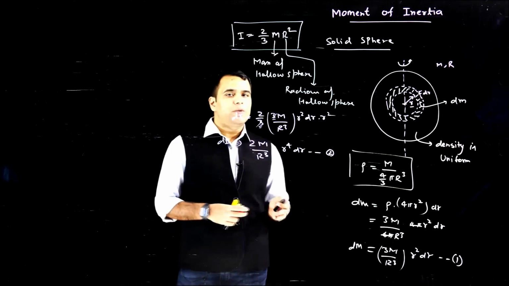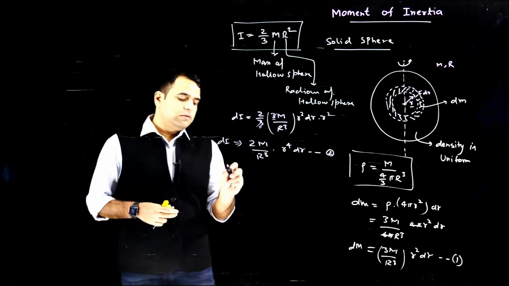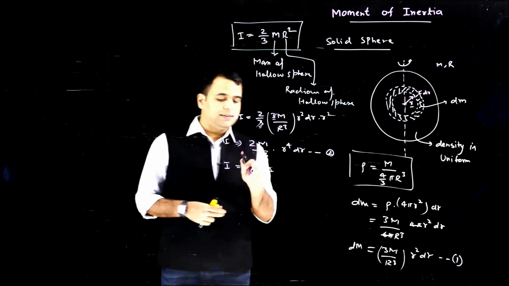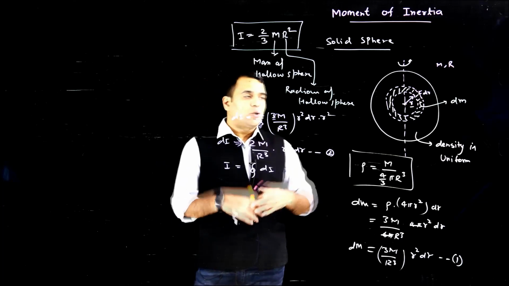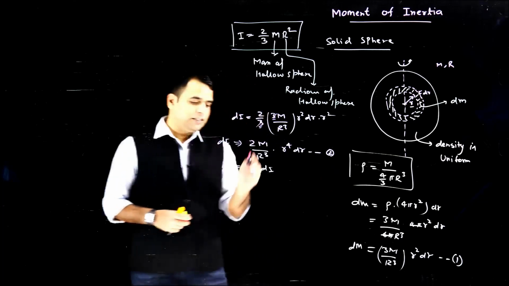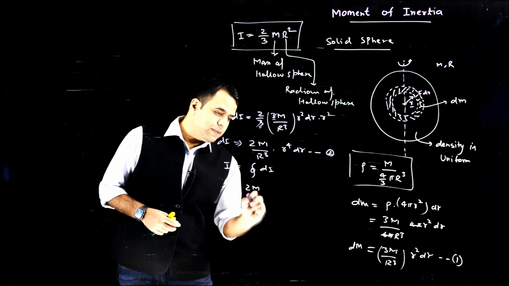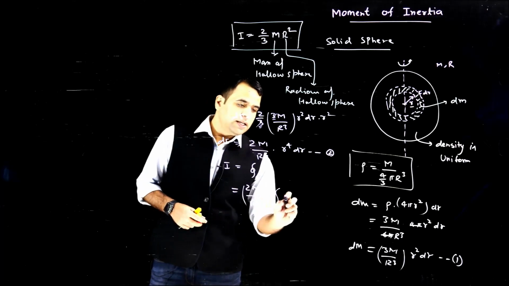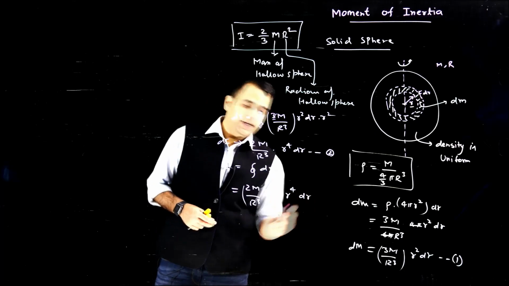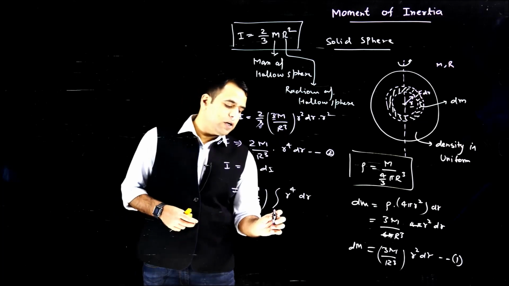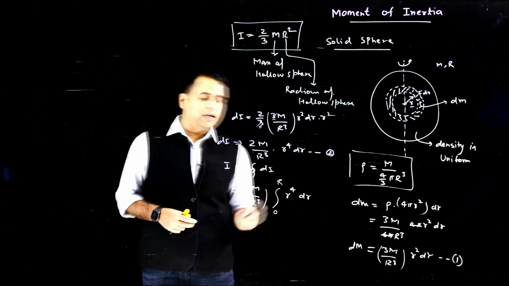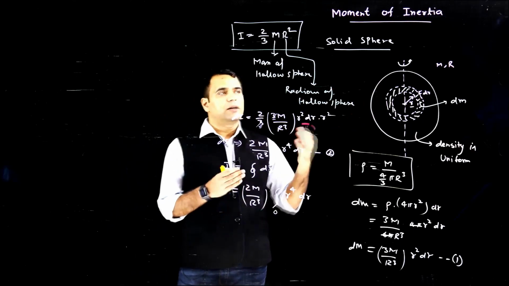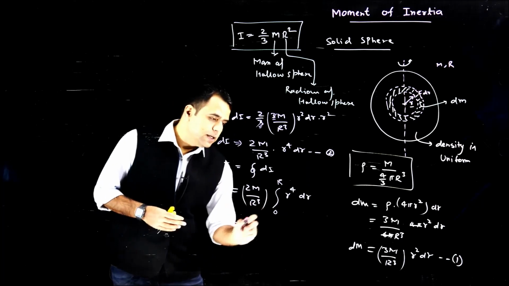Now we need to calculate the moment of inertia for the whole body. So the moment of inertia for the whole body will be equal to the integration of the moment of inertia for my element. And this integration should be done in such a manner so that the whole body is covered. Okay, so let's put the values. So this 2M upon R cube is constant, it does not depend upon r, so we'll be taking it out. Integration of r to the power 4 dr. And obviously the limit of small r will be from 0 to capital R. If I change the value of small r from 0 to capital R, we will be reconstructing the whole solid sphere. So let's integrate this.